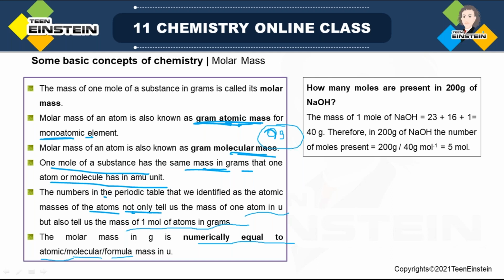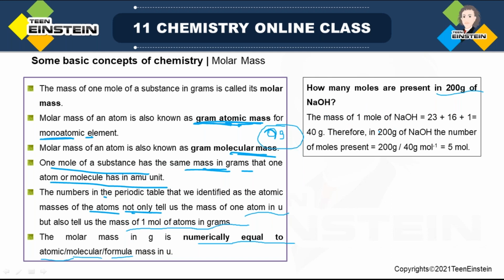It is asking how many moles of NaOH are present in a sample which is 200 gram of NaOH. We know the mass of 1 mole of NaOH, that is, we know the molar mass. You have already seen in the last slide how we calculated the molar mass of C6H12O6 glucose and of ammonium sulfate. The same thing you have to do here.